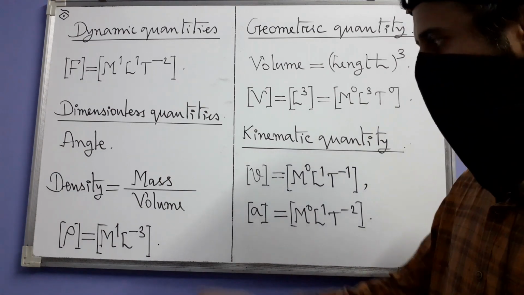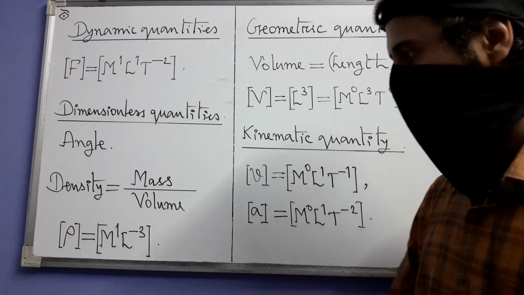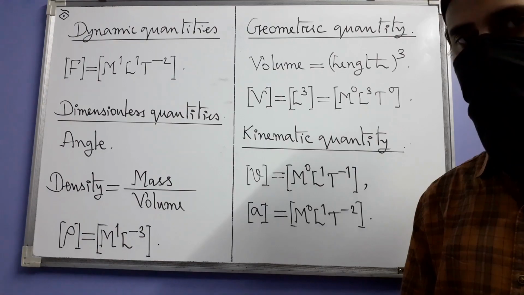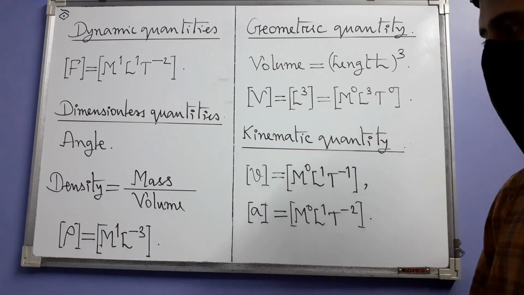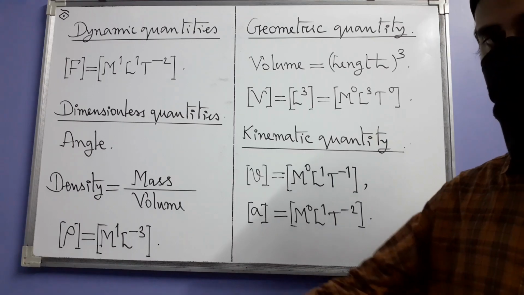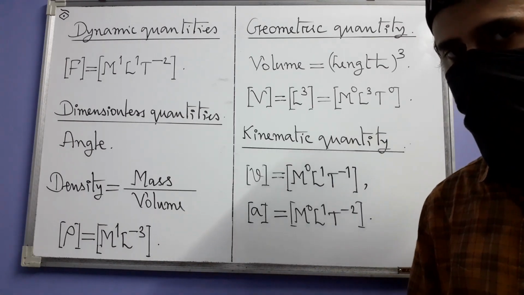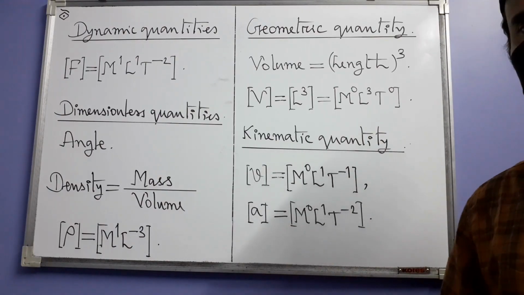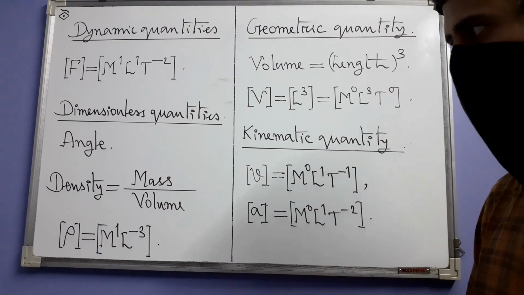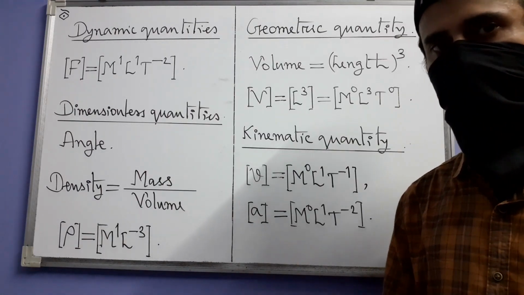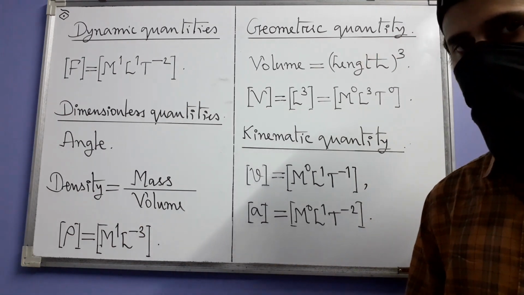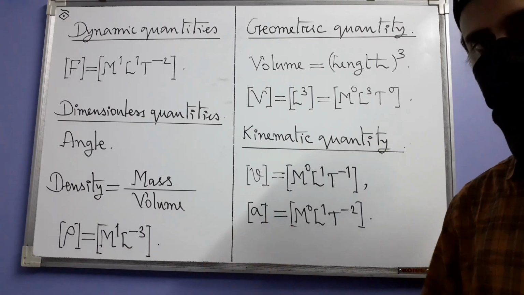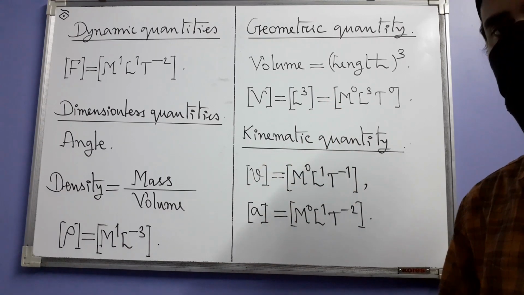density, for example. Density is mass divided by volume. So its dimension is this, M^1 L^-3, or M to the power 1 L to the power minus 3. It is not a geometric quantity because it does not depend only on length. It is also not a kinematic quantity because time is missing. It's not a dynamic quantity either because again time is missing, and it's also not a dimensionless quantity because M and L do contribute something, not 0. So you will encounter many other such quantities which are none of these.